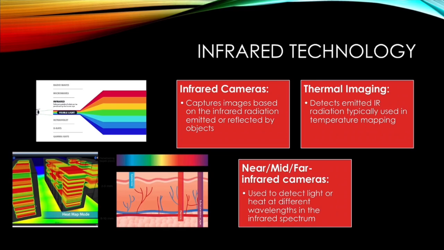Now, there are also near, mid, and far infrared cameras, which are used to detect light or heat at different wavelengths in the infrared spectrum. Each wavelength has its own purpose, such as mid-infrared being used to penetrate the human body to see skin, muscle, and tissue circulation. As you can see in the picture at the bottom right, there is a light spectrum that even skin and tissue follows, so infrared helps see the details that the human eye cannot see. So what are the applications of infrared, and how are they used today?